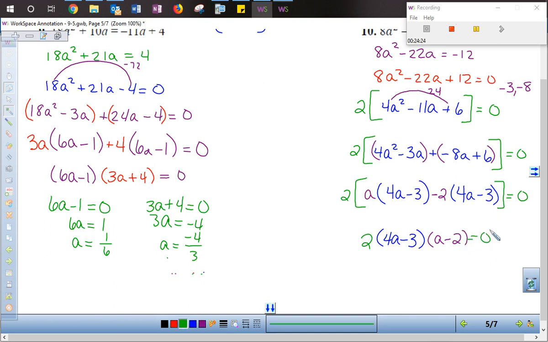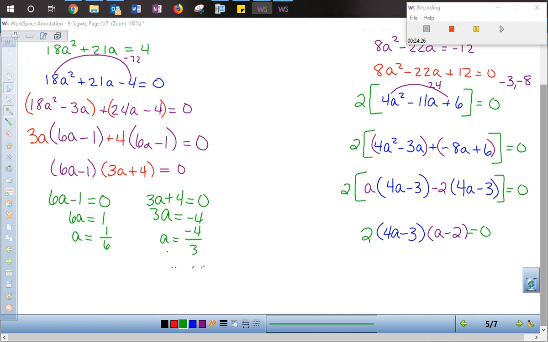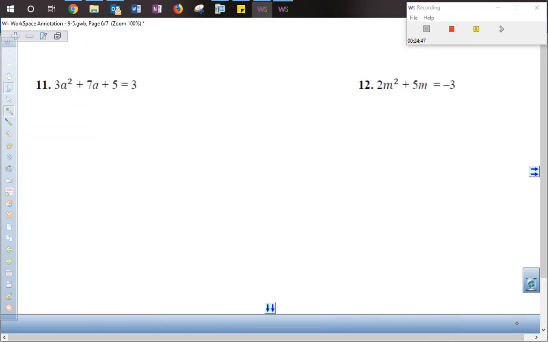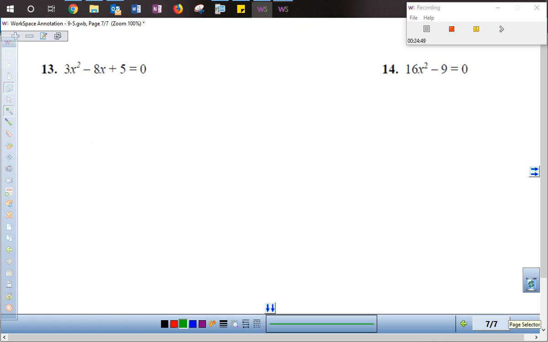0. So now what I'd like you to do is pause the video and set each term equal to 0 to get your final result. So when you set each term equal to 0, 2 doesn't have a variable, so that doesn't help us. 4a minus 3 gives me a result of positive 3 over 4, and a minus 2 gives me a result of positive 2. Alright, we're going to skip down to number 14 and then we'll be done.